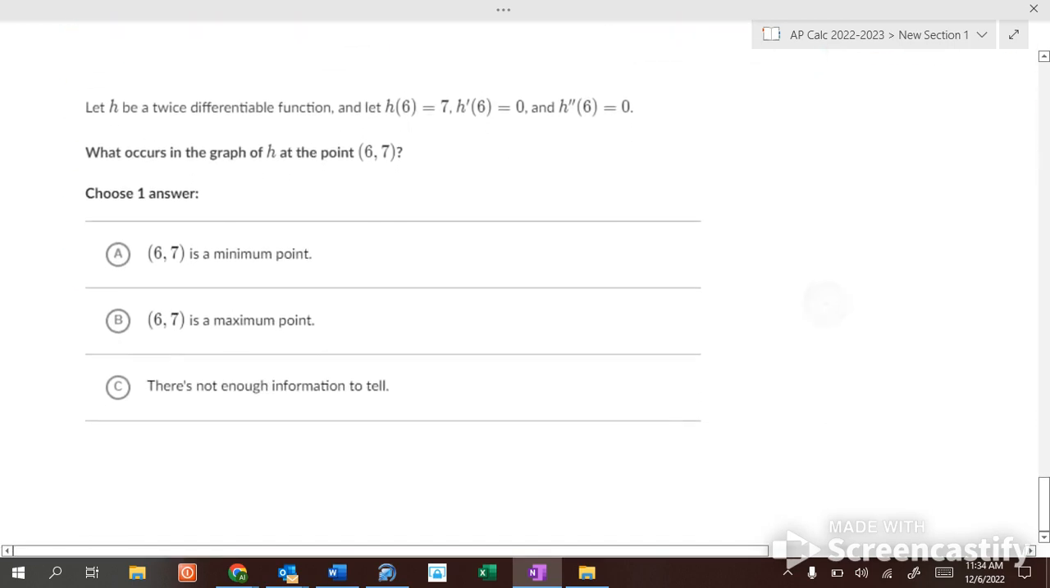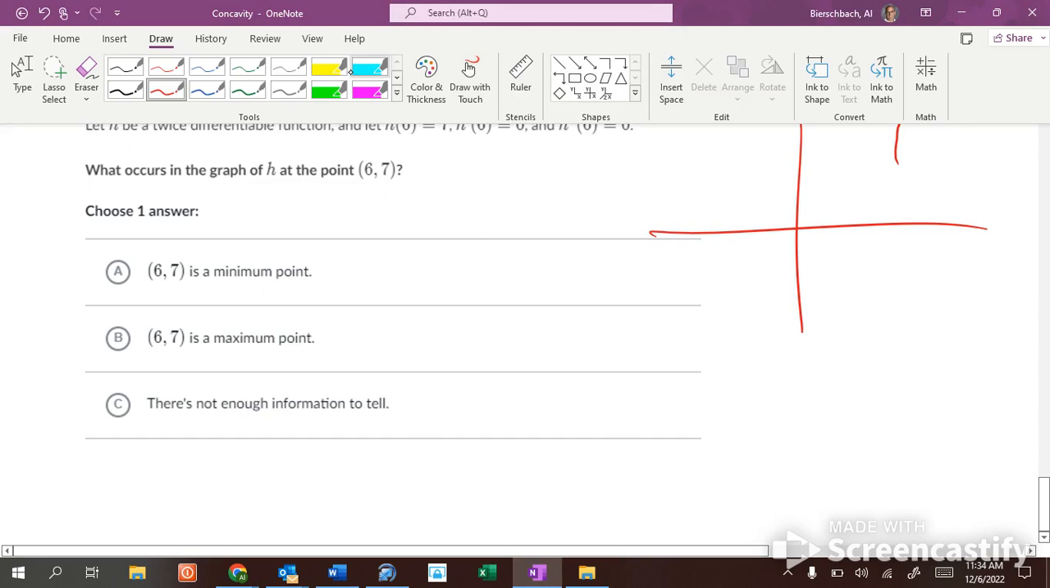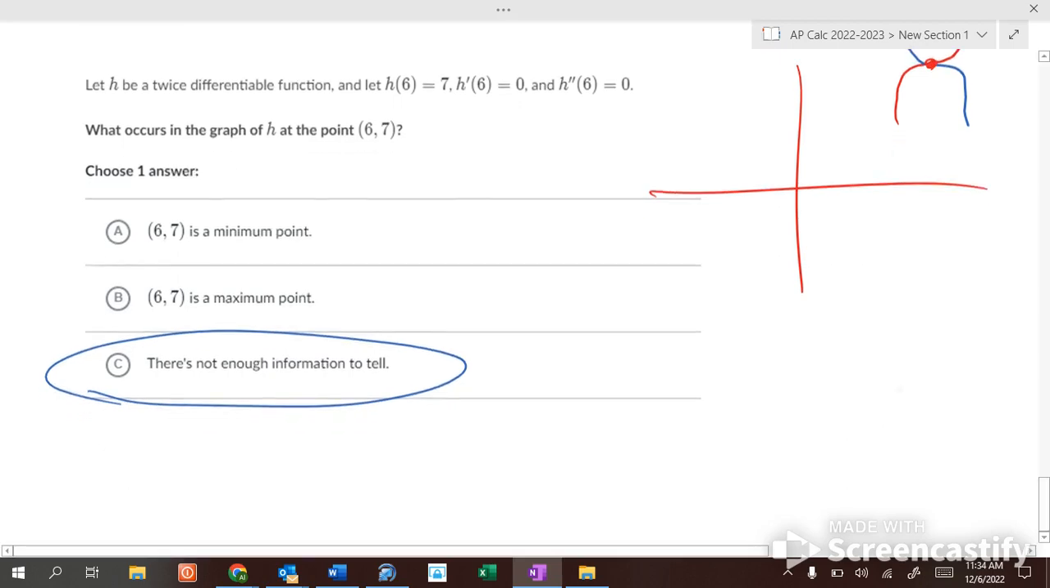Okay, let's do another one. At 6, we're at 7 up here somewhere. At 6, its slope is 0. So either a parabola there or a parabola there. At 6, it is 0. Ooh, it's a change of inflection and slope is 0. So it either goes like this. See how it's concave down, concave up, or it goes like this. Bingo! There's not enough information because we can't tell for sure. Okay? Can't tell for sure.